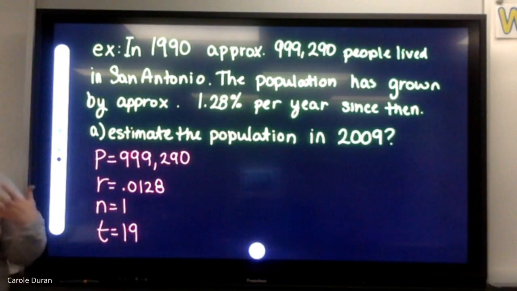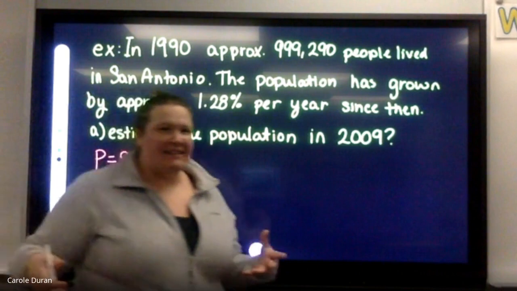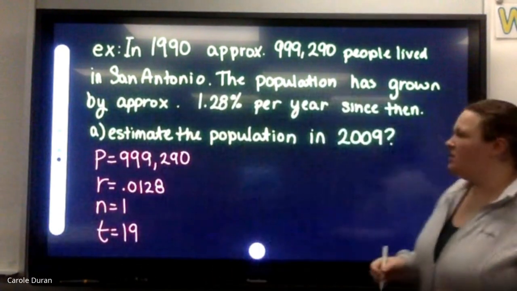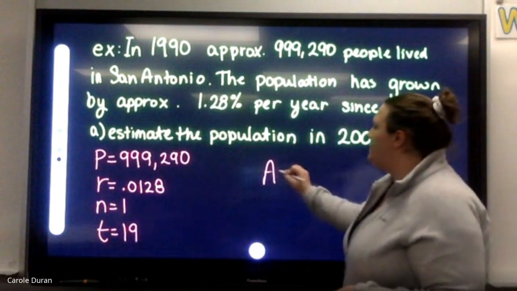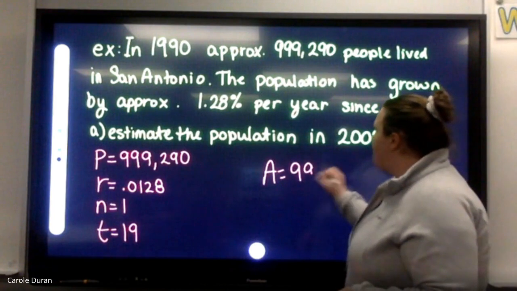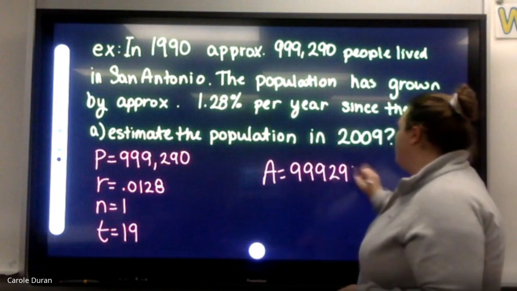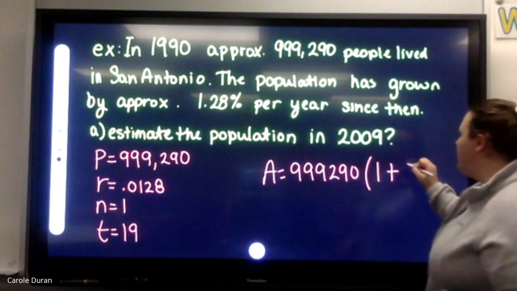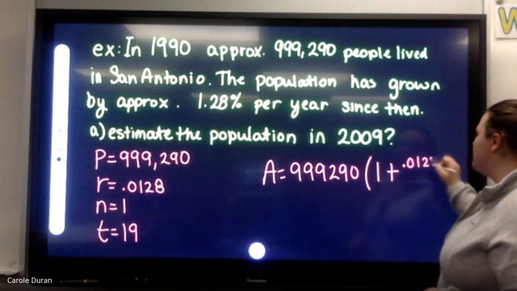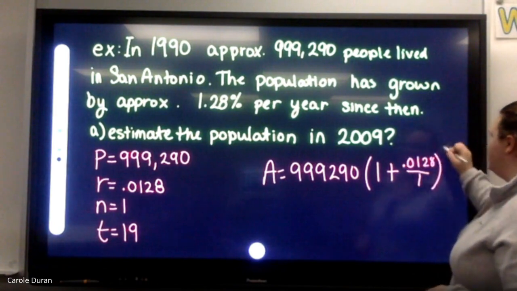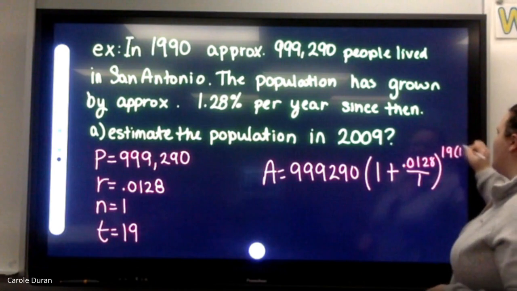I'm going to take this information and plug it into that equation or formula we started with. So the amount I'm going to have is my principal times (1 plus 0.0128 over 1) to the 19 times 1 power.